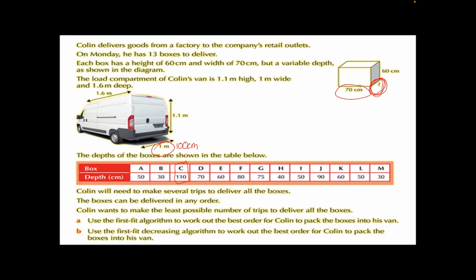Again, we want all the boxes to be the same sort of orientation, it's just going to depend on its width, so we need to be careful. So my 70 is going to go against my 1 metre. My height as well, the 60 is going to go against my 1 metre, 1.1 metre here. So my variable then is going to go with my 1.6. So what we're saying here is that our maximum depth of boxes can be 1.6 metres or 160 centimetres. So in our last example, it was a size of 12. This time we're going up to 160.